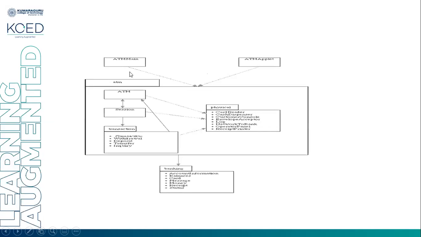So here is a model dependency. We have the ATM package, ATM main, ATM applet, and the ATM package, which contains the sub-packages ATM session, transaction, and physical. The dependency relationships are shown by the dashed arrows. Banking is another package which contains various elements: account information, balance, card, messages, money, receipt, and status. The dependency relationship is shown by the dashed arrow. So this is the dependency relationship.